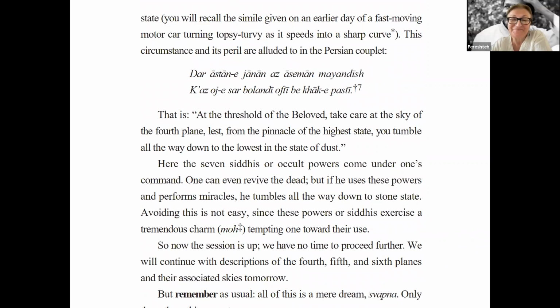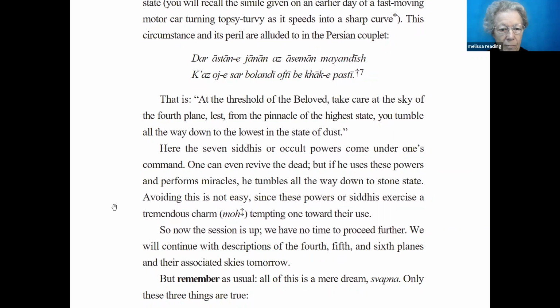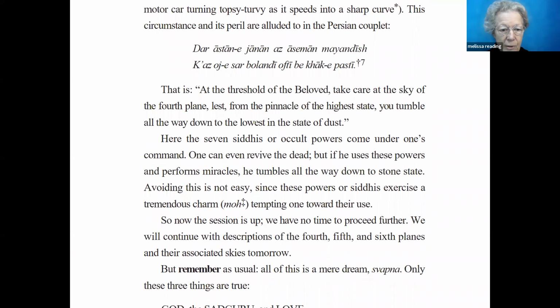That is, at the threshold of the beloved, take care at the sky of the fourth plane, lest from the pinnacle of the highest state you tumble all the way down to the lowest state, the state of dust. Here the 7 cities or occult powers come under one's command. One can even revive the dead. But if he uses these powers and performs miracles, he tumbles all the way down to stone state. Avoiding this is not easy, since these powers or cities exercise a tremendous charm, tempting one toward their use.